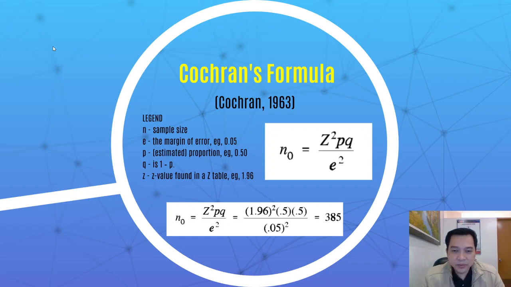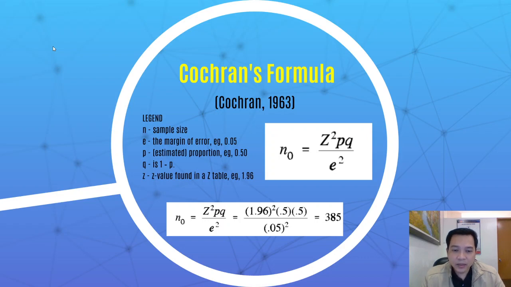n sub 0, or the small letter n again, is the sample size. Again, e is the margin of error. Okay. By this time, I hope you already converted it into decimal value. Then z is the z value found in the z table, and it's squared here. p represents the proportion. Yes, proportion. Example will be half of the population, so that's 0.5. And q is simply 1 minus p.